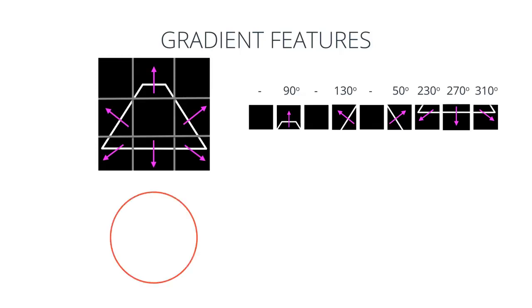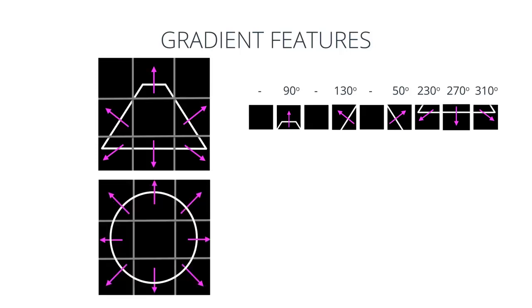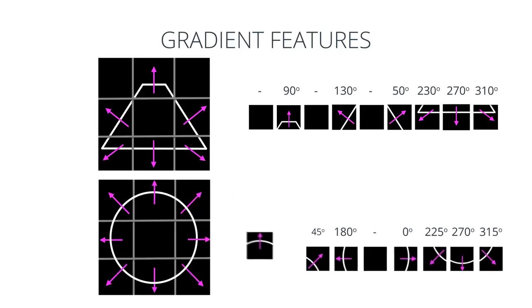We can do the same thing for other shapes, like this circle, taking the gradient and calculating the direction of the gradient in each grid cell, and we get a different feature vector for each shape.